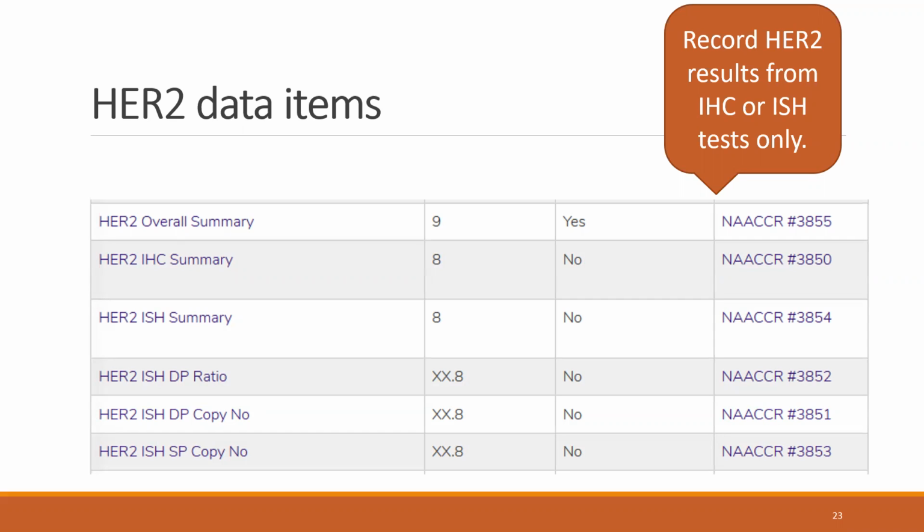The HER2 results are recorded from an IHC or immunohistochemistry or the ISH test only. So the ISH would be like a FISH, a CISH, a SISH test. That's what you need for the HER2 fields. Remember, we are not using results from an Oncotype DX or a MammaPrint, any of those tests like that. It has to be from an IHC or an ISH.